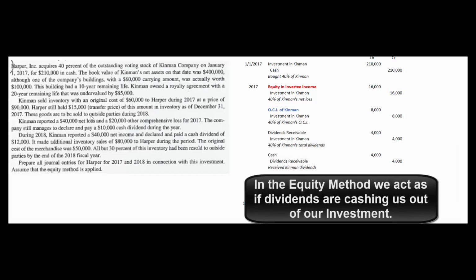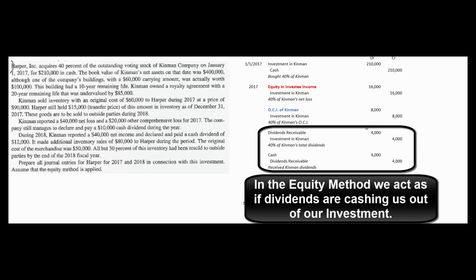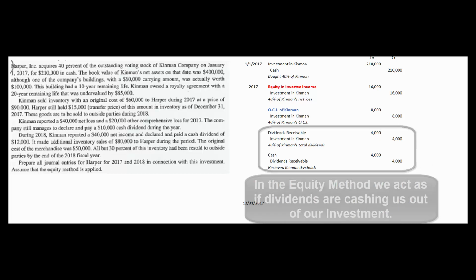Next, the problem tells us that Kinman declared and paid $10,000 worth of dividends to all their shareholders. Since we own 40%, that means $4,000 of those came to us. So sometime during the year, we debited dividends receivable for $4,000, and we decreased our investment in Kinman. Remember, we act as if dividends cash us out of our investment, and then at some point we received $4,000 cash and credited dividends receivable of $4,000. Please note that the dividends do not flow through the income statement. So we aren't debiting or crediting any accounts in red font in this example. We're just decreasing our investment by those dividends.